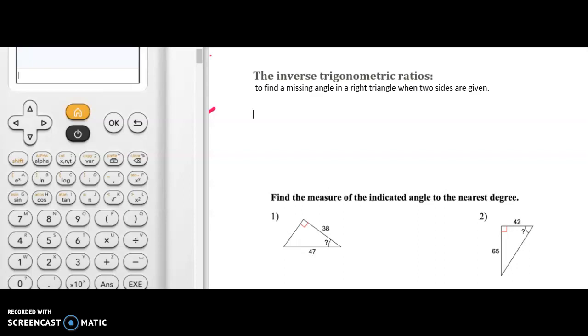Hi, let's talk about the inverse trigonometry ratios. We use the inverse trigonometry ratios when we have to find the missing angles in a right triangle, provided that two sides of that right triangle are given. But what exactly is the inverse? Let's understand it. We know SOHCAHTOA, right?